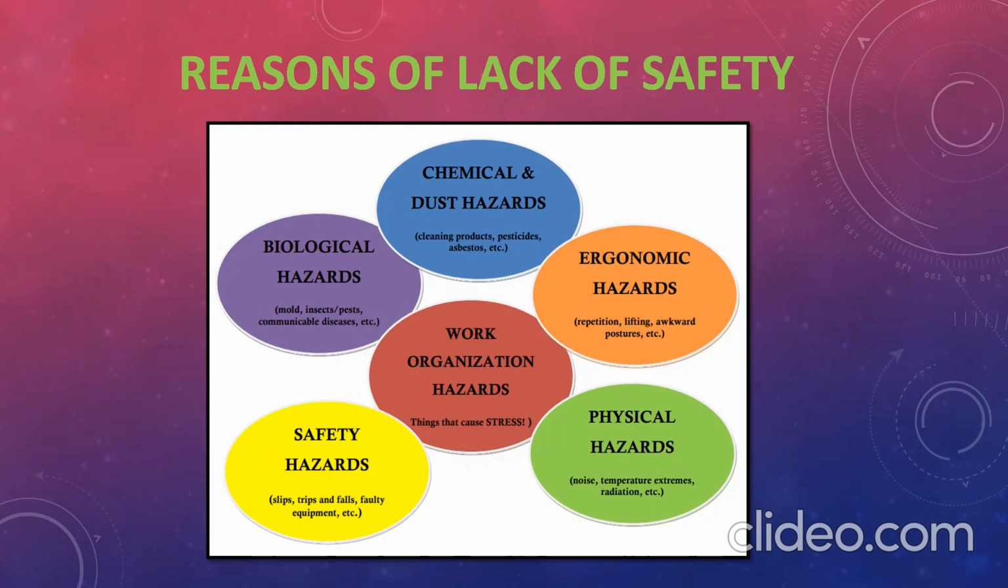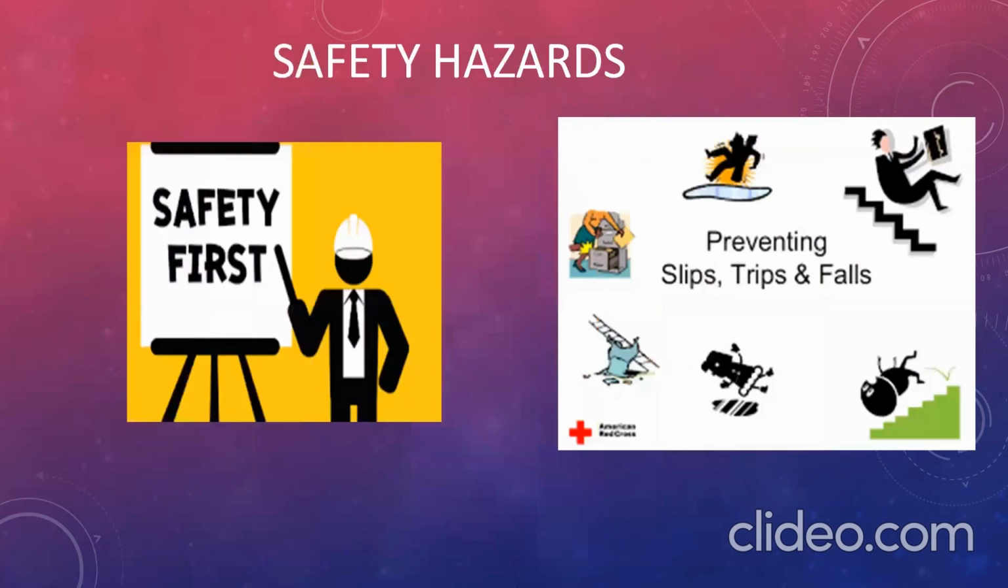Work organization hazards, things that cause stress, which is basically neglected and is something that has to be concentrated on. Safety hazards: slips, trips and falls, faulty equipment have a high chance of danger. Biological hazards: mold, insects or pests, communicable diseases, which is mainly caused by foodborne diseases. All these are well explained further by Ridhima.